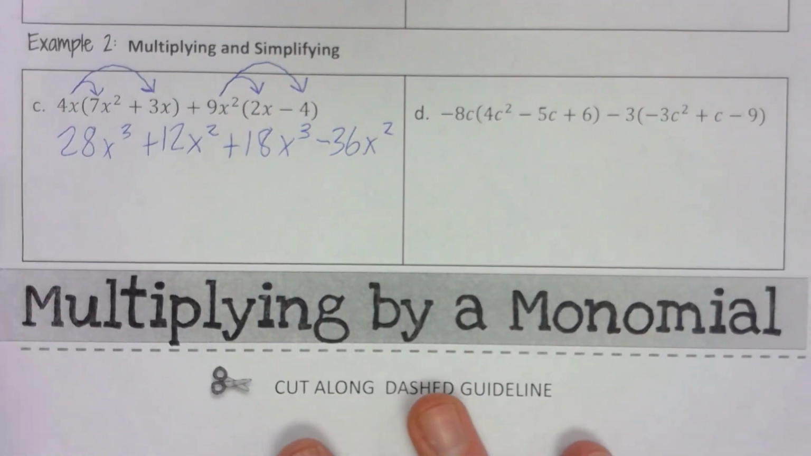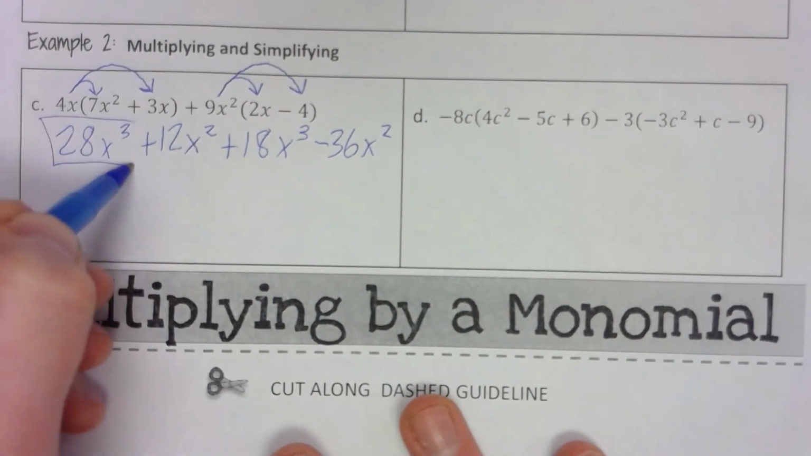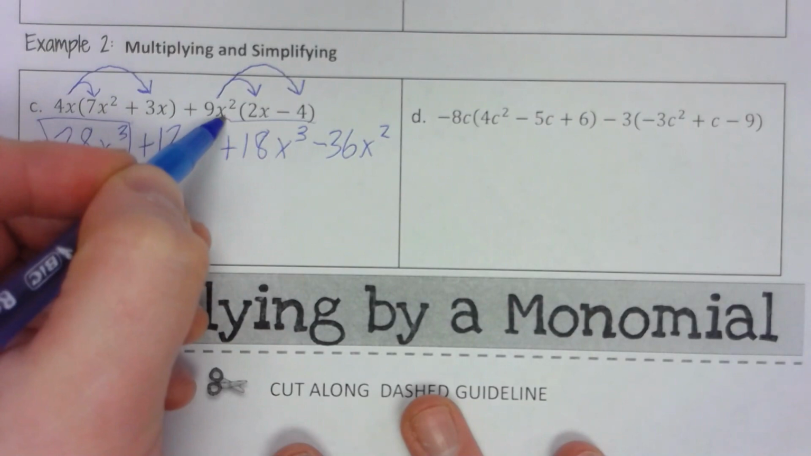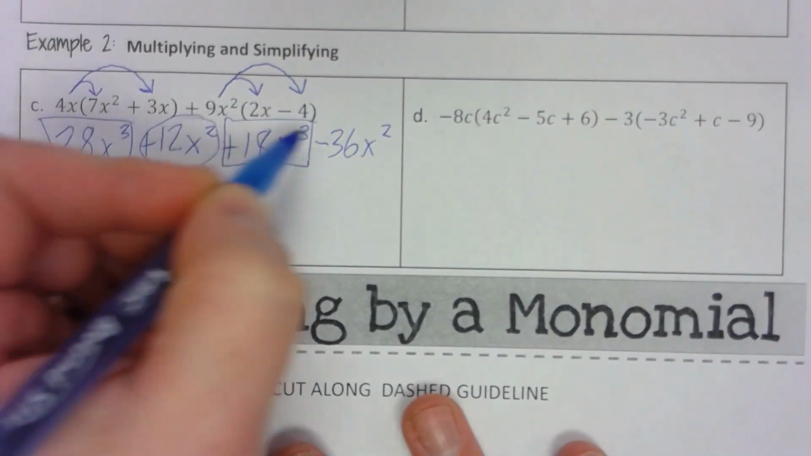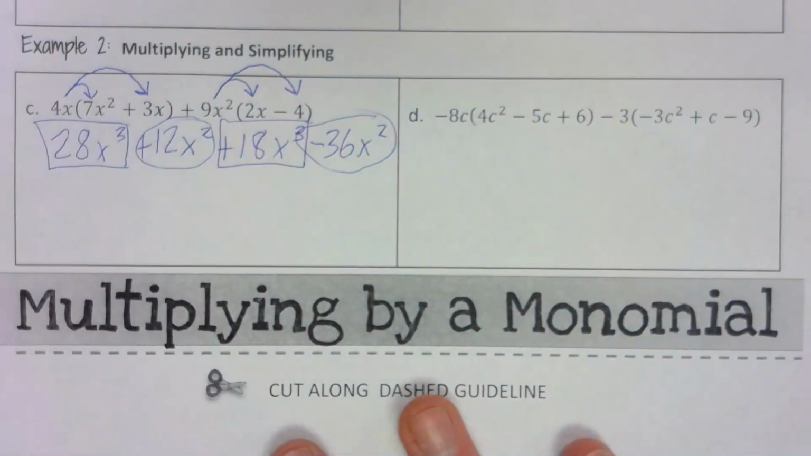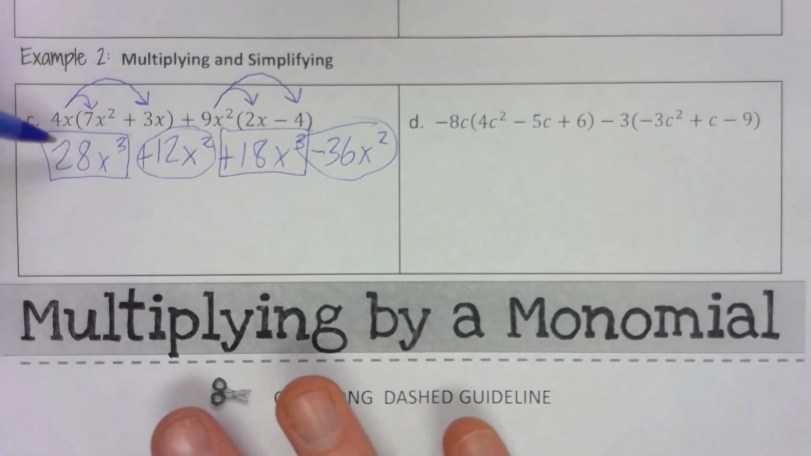Now we're looking for like terms. And I see some here and here. These are both x to the third. And I see some here and here. These are both x squareds. So let's combine like terms.